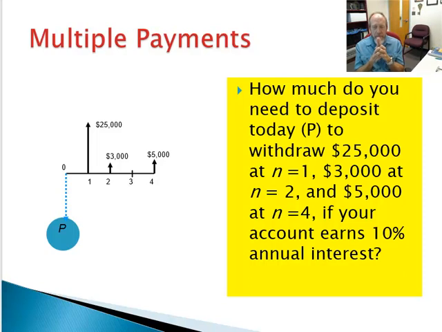Everything can be brought to a single point in time. They all have an equivalent value, so I can make that equivalent value anywhere along this timeline, but really what I want to do is solve for what it is today. So what do I have to do? Equivalence.